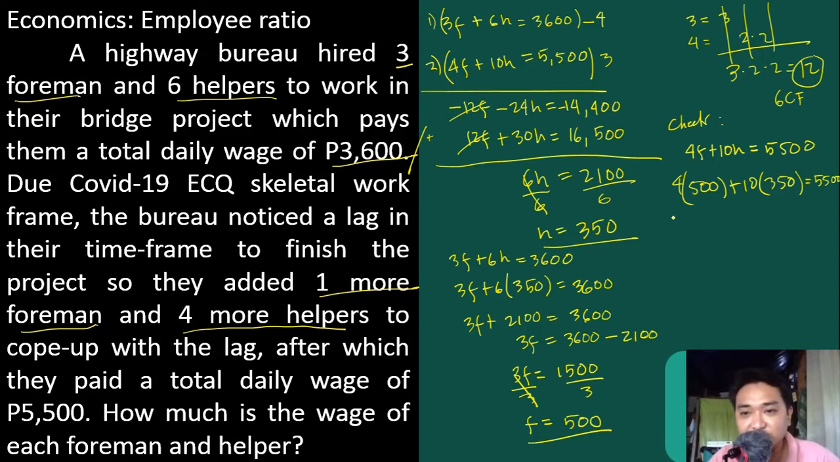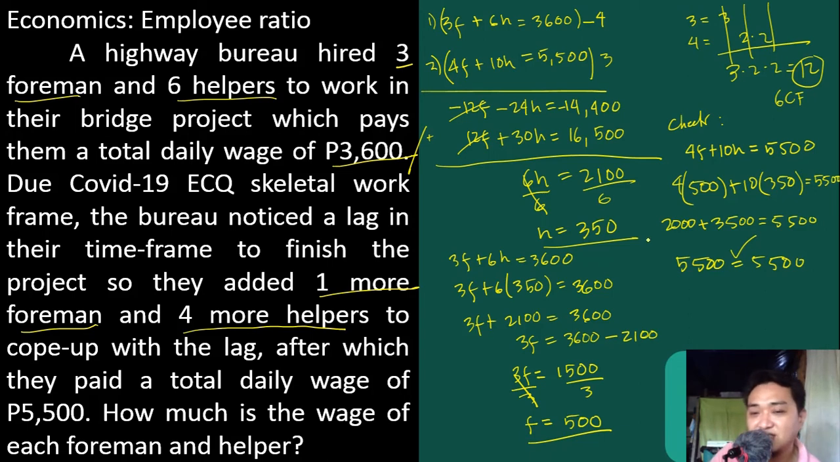500 times 4, that is 2,000. Plus 10 times 350 is 3,500. That is equivalent to 5,500. And 2,000 plus 3,500 is equivalent to 5,500. That is also equivalent to 5,500. Meaning, yung nakuha nating value ni H at saka value ni F for the daily wage is tama.